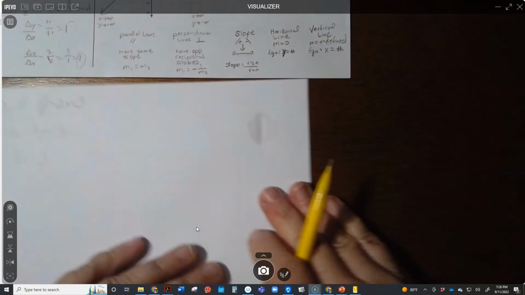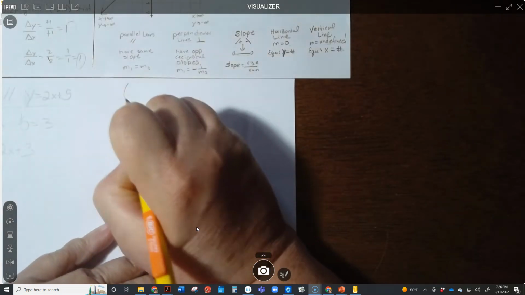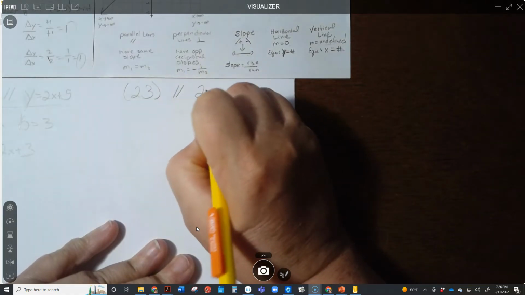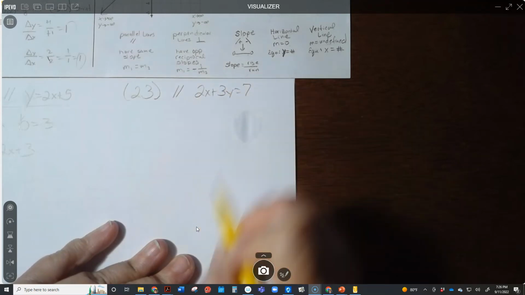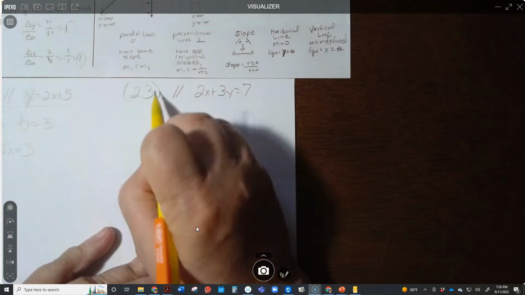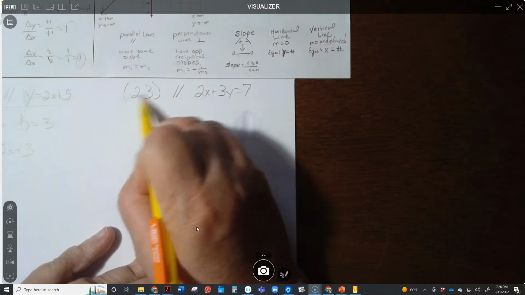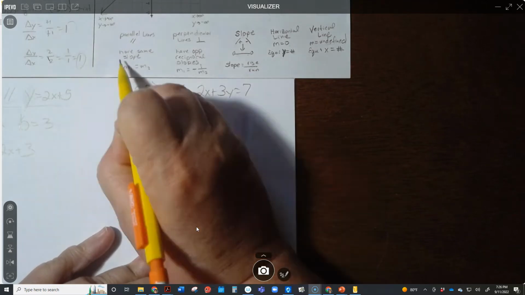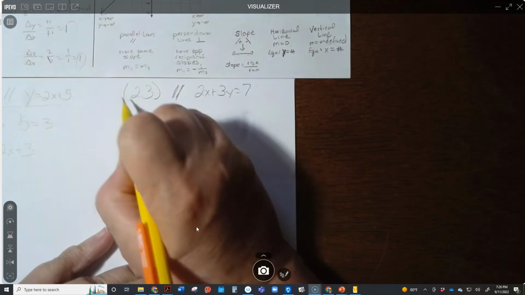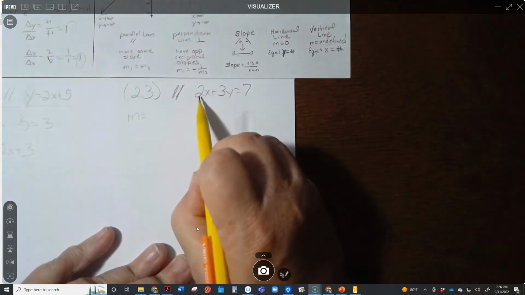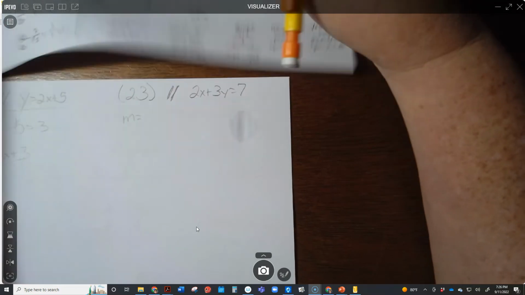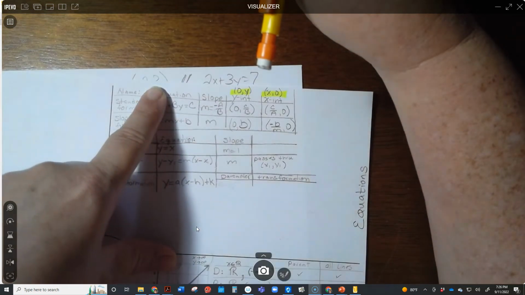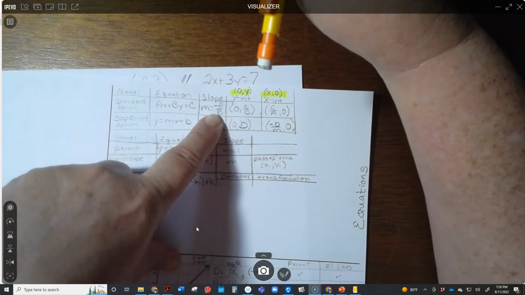What if they give you a point, let's say 2, 3, and it's parallel to 2x plus 3y equals 7. So here they've given you a point, not a y-intercept, but a point, and they've given you a slope in standard form. So again, if they give you parallel lines, you are going to be looking for the same slope, and this is where you might need to remember that when it's in standard form, the slope is negative a over b.